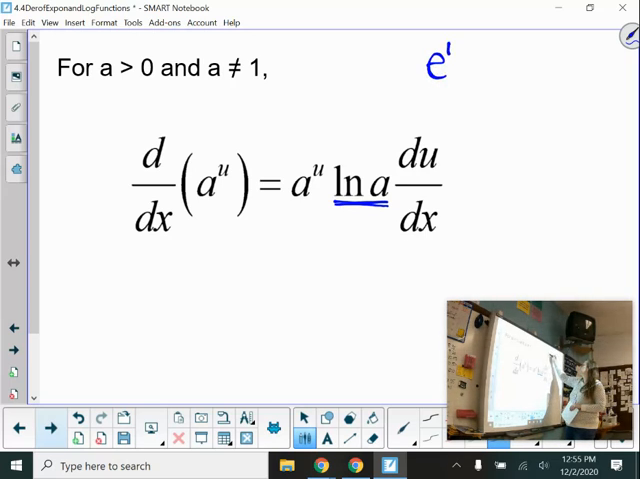So really the e formula is the same thing.